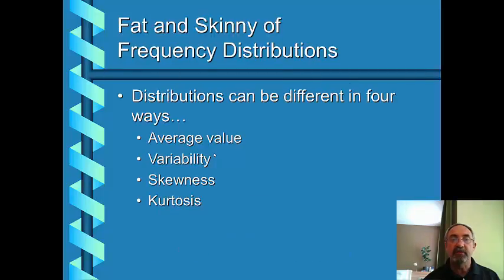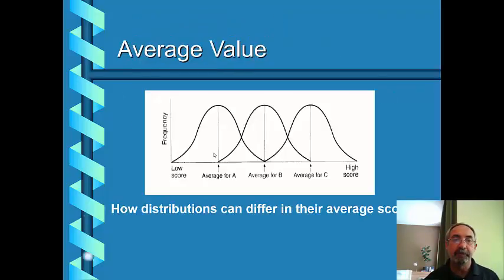And we can take a look at frequency distributions as well. And we can see that there's 4 different ways that we can take a look at them. We have our average value. We have the variability in the score, and then we're going to talk a little bit about skewness and kurtosis as well. And we've talked about those a little bit already, but let's get into them some more.